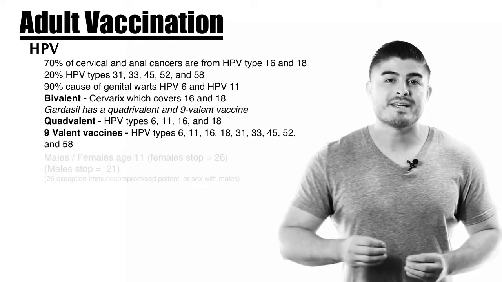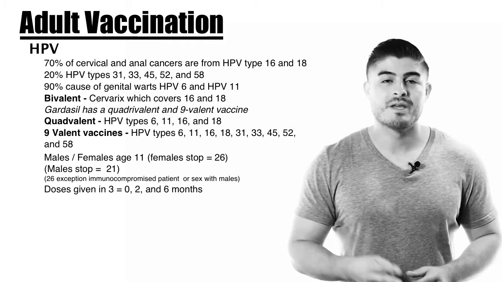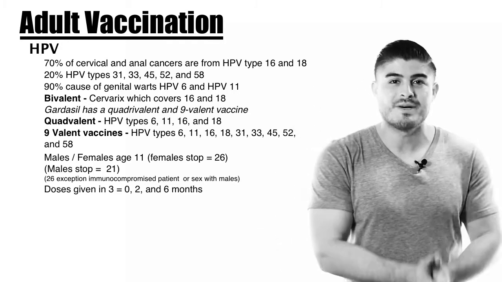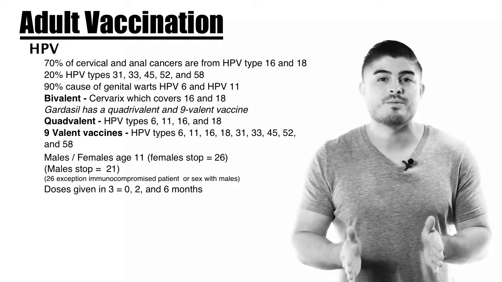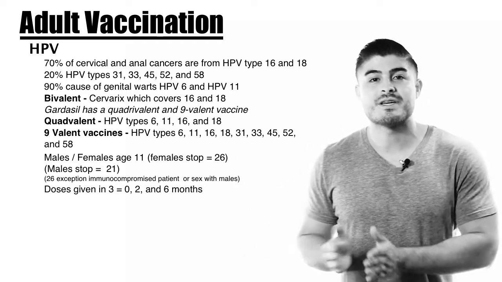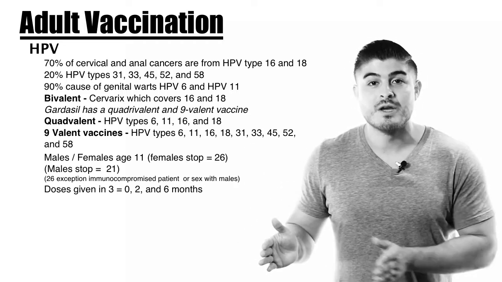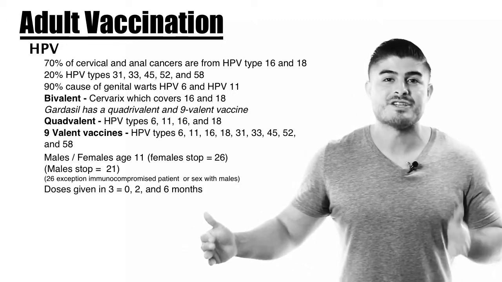When we give the dosing, it's going to be a vaccination series of 3. So we're going to give the first dose at 0 months. The second dose is going to be 2 months later. The third dose is going to be 4 months after the second dose, which means it's going to be 6 months after the initial dose.